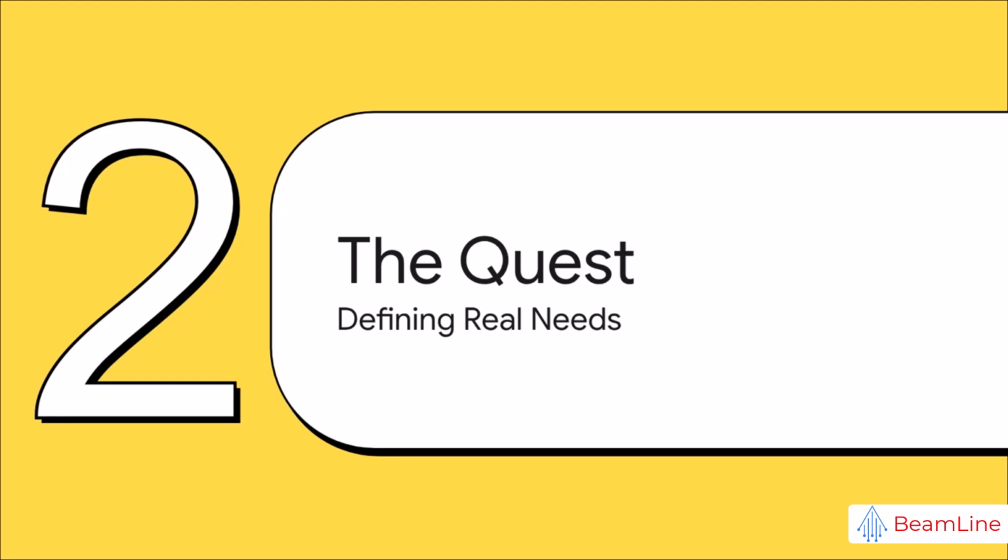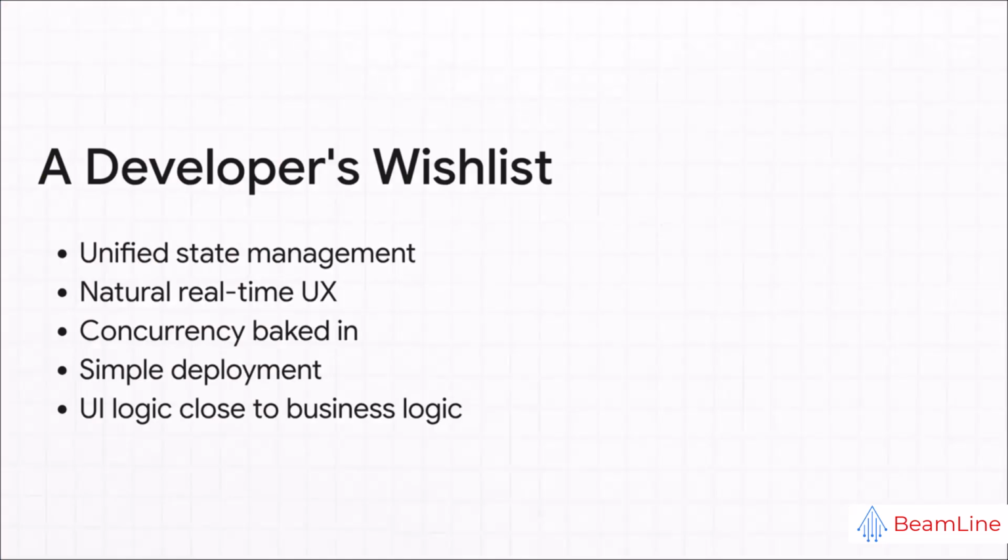The goal completely shifted from chasing benchmark numbers to finding a stable, sane way to build software. And this led to a whole new wish list for what a good stack should be. Number 1, state management had to be unified. No more hunting for state in a dozen different places. 2, real-time features should feel natural, not like something you have to bolt on with a bunch of extra libraries. Concurrency, simple deployments, those had to be baked in from the start.